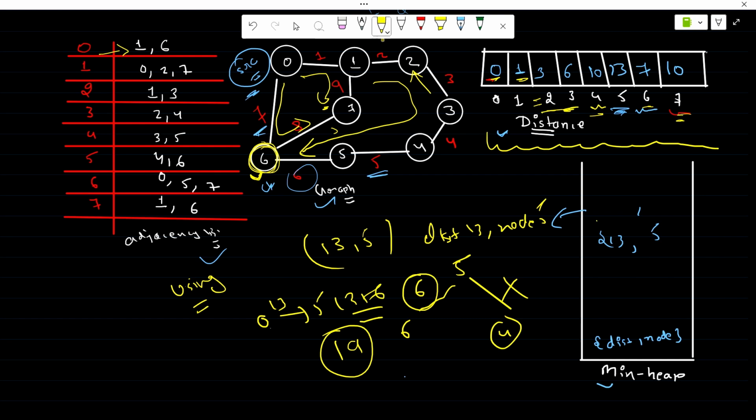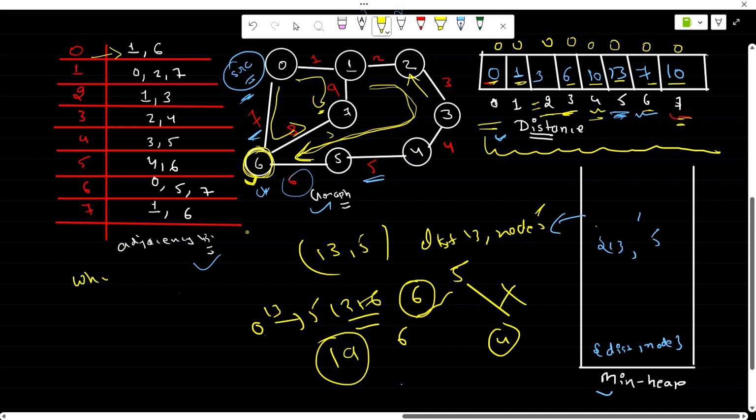So this is the answer: from 0 to 0, from 0 to 1, from 0 to 2, from 0 to 3, from 0 to 4, from 0 to 5, from 0 to 6, from 0 to 7. The distances would be 10, 7, 13, 10, and then again 2 to 7 is 10. So this is the distance array we have got.